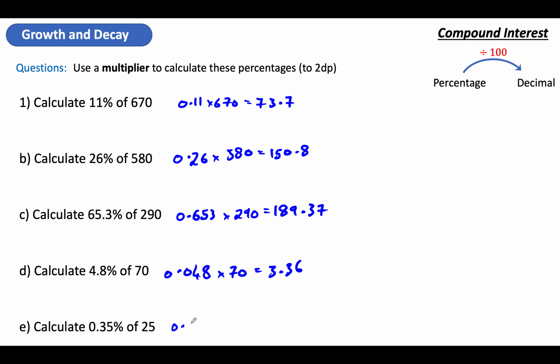Right, 0.0035 would be that percentage. And we're going to times it by 25. Which is, okay, so 0.0875. But it did say two decimal places, so I'd round it up to 0.09 because the 7 means I round up. And that's been rounded to 2dp. Okay? Right. Onwards. Hopefully you got all of those right, or most of those right. If not, maybe go back and re-watch the first bit of video.